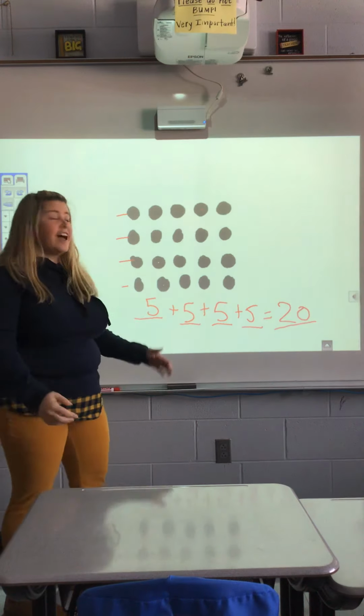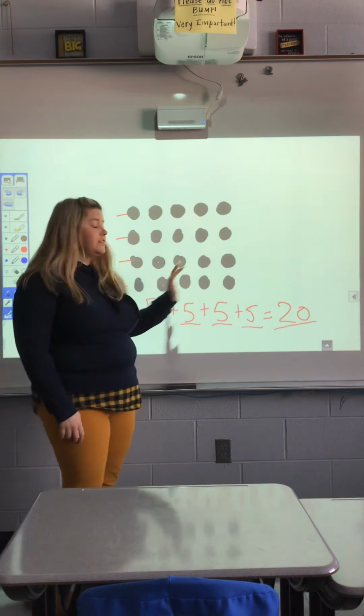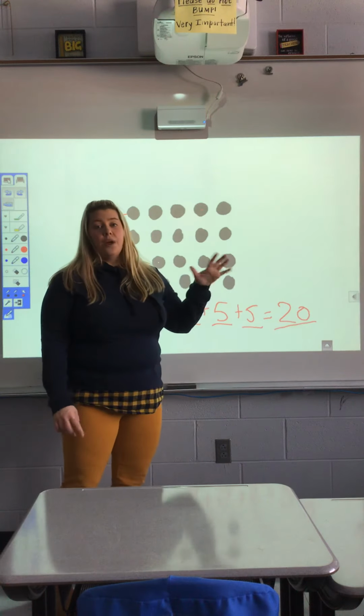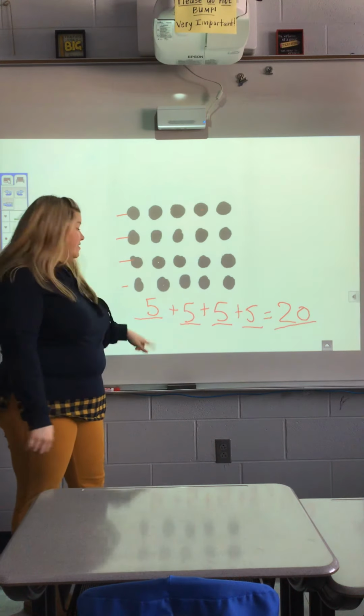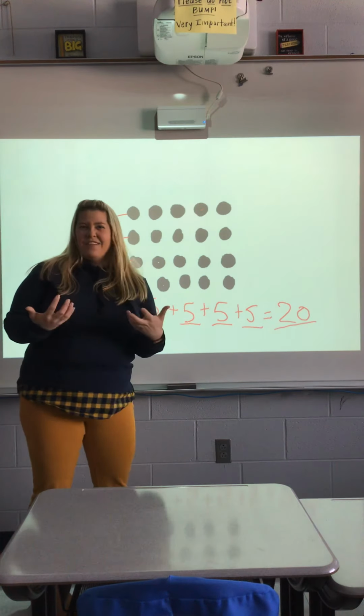Okay, and we can count that: 1, 2, 3, 4, 5, 6, 7, 8, 9, 10, 11, 12, 13, 14, 15, 16, 17, 18, 19, 20. Or you could just count by 5s. 5, 10, 15, 20. All right, did you get that one right?